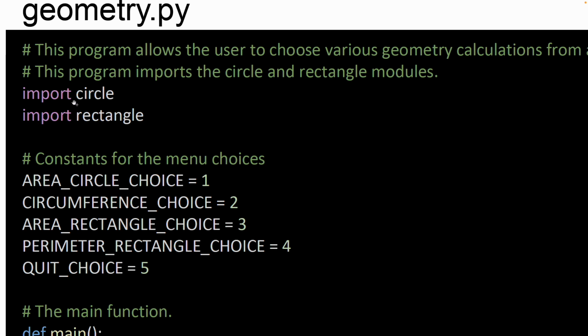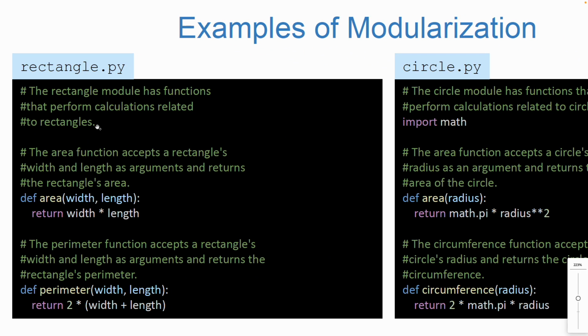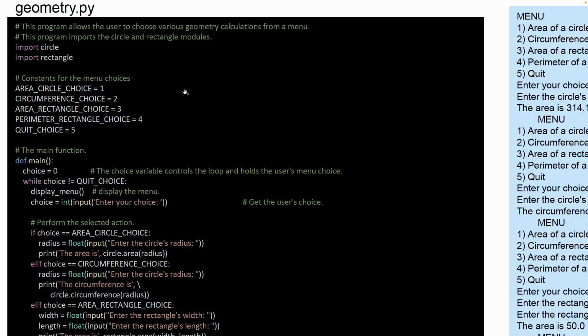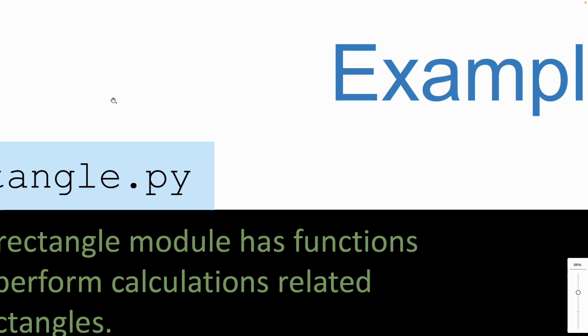So I'll zoom in so you can see that. Note that now we are saying import circle and import rectangle. What are those, circle and rectangle? They are my file names, rectangle.py and circle.py. So I'm using those file names in my import command.